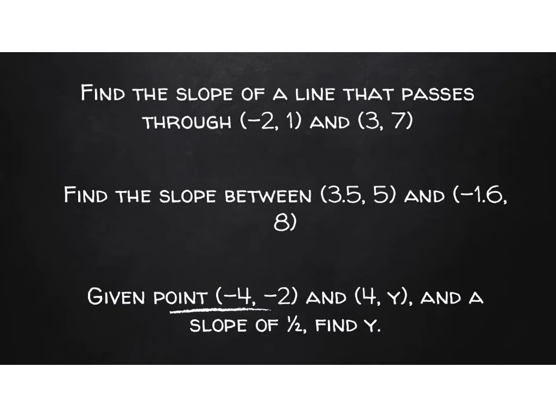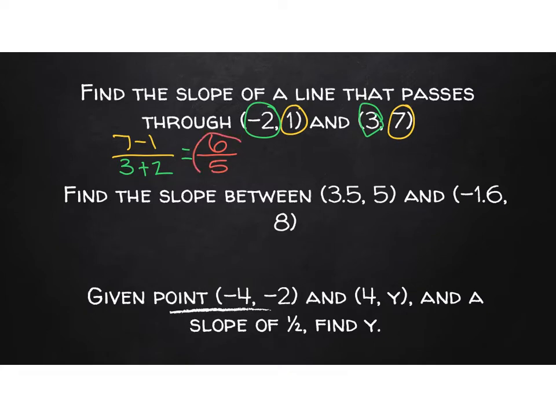All right, we're going to do some examples together. So we're going to find the slope of a line that passes through (-2, 1) and (3, 7). First, I'm taking the difference of my y's. So I have 7 minus 1. Then the difference of my x's: 3 minus -2 becomes plus 2. And now I'm just cleaning everything up. So 7 minus 1 is 6, 3 plus 2 is 5. I can't reduce that fraction. That's my slope.